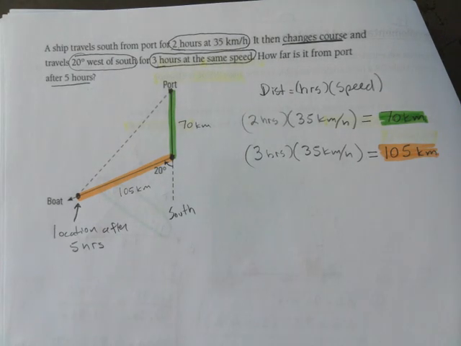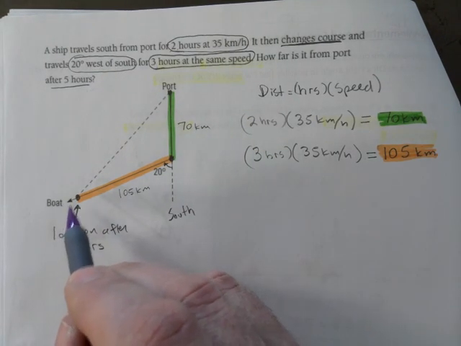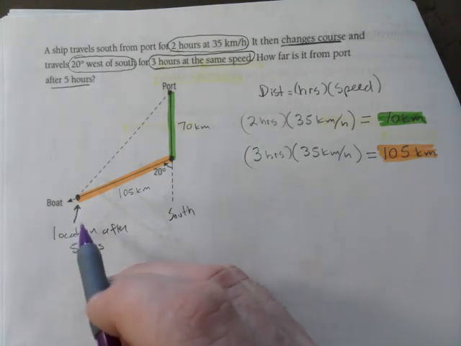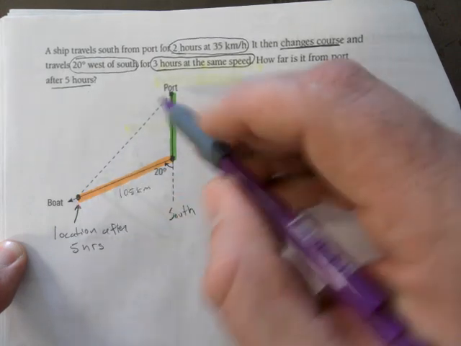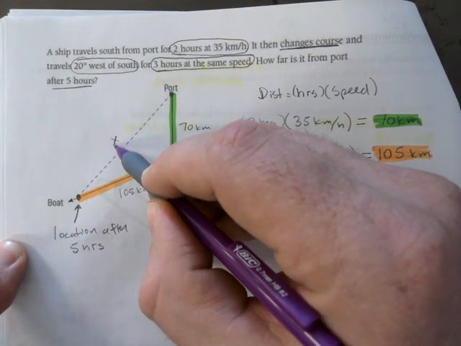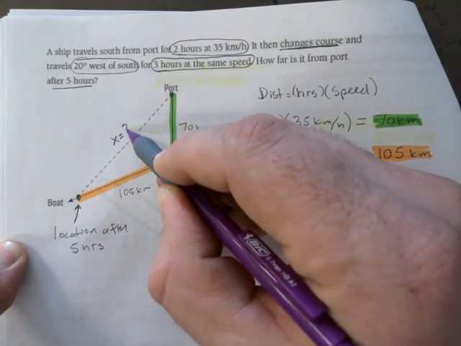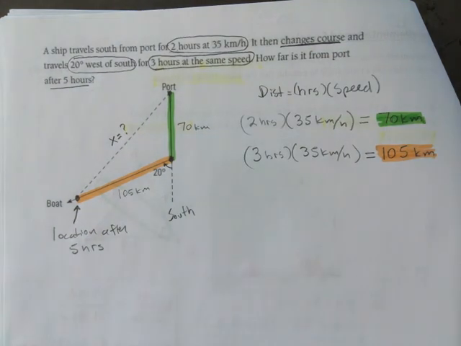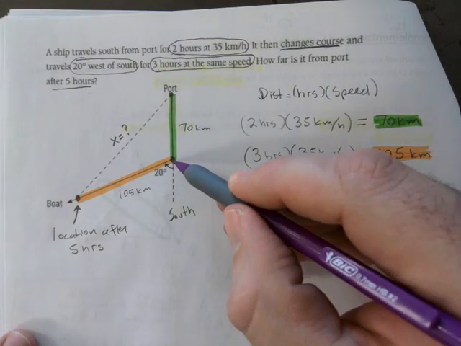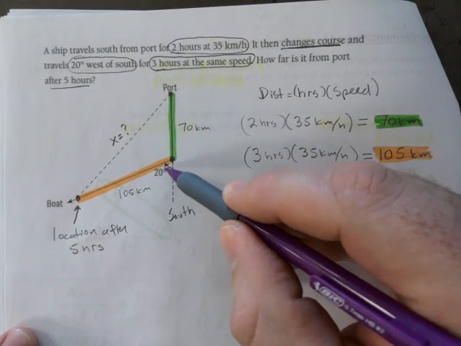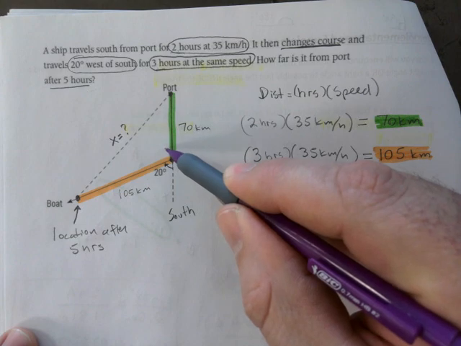Location after 5 hours is right here. The arrowhead is kind of deceiving because it's like, well, it keeps going, but it wants to know at 5 hours, how far away would you be from the port? So we're going to call that X. This is the ultimate question. Okay. And there's something happening at this corner right here. You probably notice that the 20 degrees is not inside the triangle, right?